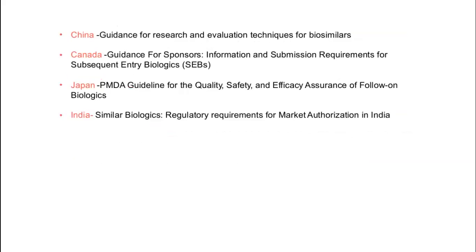Canada has a guidance for sponsors, information submission requirements for subsequent entry biologics, SEBs. Japan has a separate guideline, the PMDA guideline for quality, safety, and efficacy assurance on follow-on biologics. And in India, we have the similar biologics regulatory requirements for marketing authorization in India. These are different guidelines, but they follow the WHO guidance document.